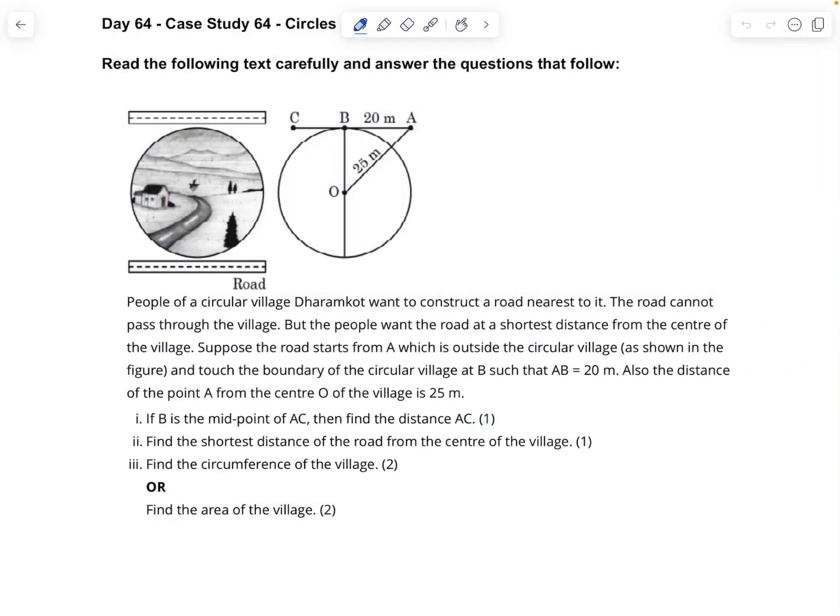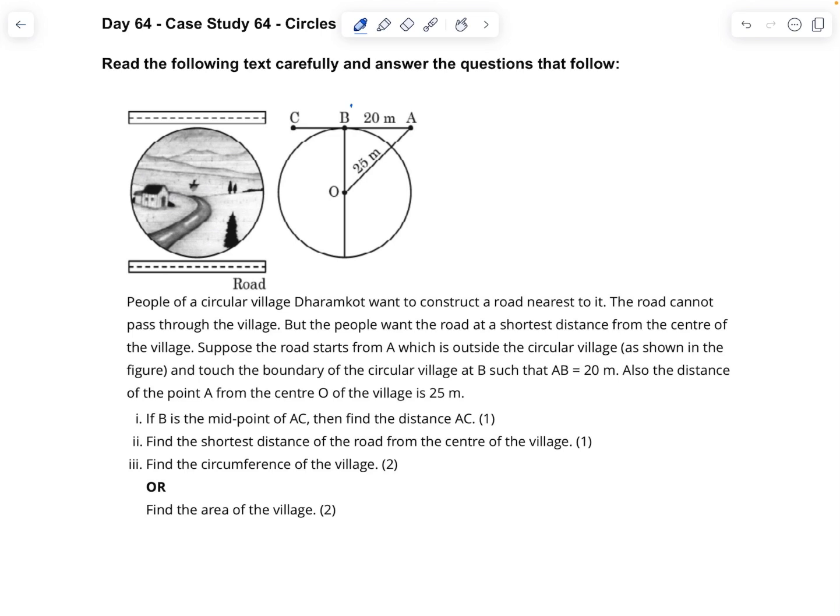The question goes like this. Read the following text carefully and answer the questions that follow. People of a circular village, Dharam Court, want to construct a road nearest to it. The road cannot pass through the village, but the people want the road at a shortest distance from the center of the village. Suppose the road starts from A, which is outside the circular village as shown in the figure, and touch the boundary of the circular village at B such that AB is 20 meter. Also, the distance of the point A from the center of the village is 25 meter.